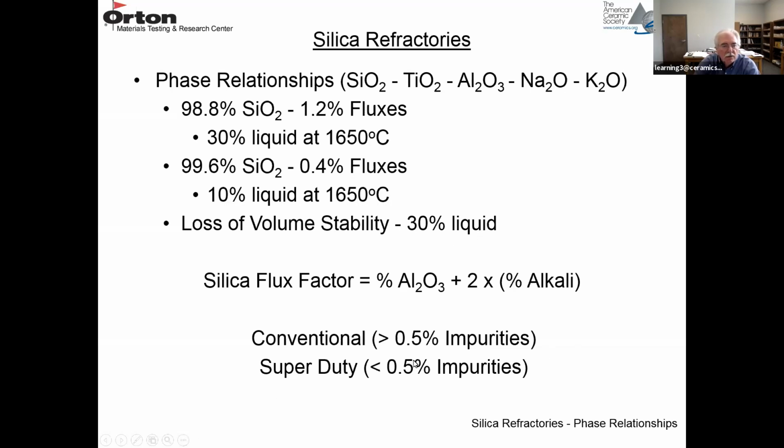The ASTM standard that specifies silica refractories has another definition. They call it the silica flux factor. That equals the percent Al2O3 plus 2 times the total alkali content, so Na2O and K2O. And if the silica flux factor is greater than 0.5%, it's a conventional silica refractory. If it's less than 0.5%, it's a super duty or higher performance refractory.